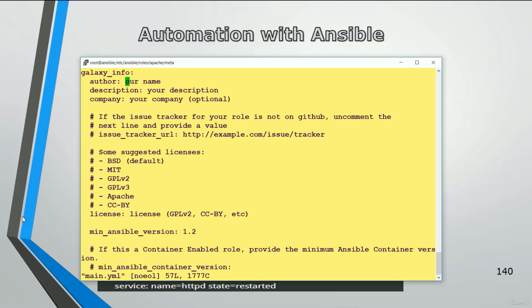You can put your name, description. I can put testing of role using Apache web server configuration, and my company name, I'm just putting udemy.com here. This is what I have done. So meta is only for the roles: who has created the roles, the author, description. Just saving it out.